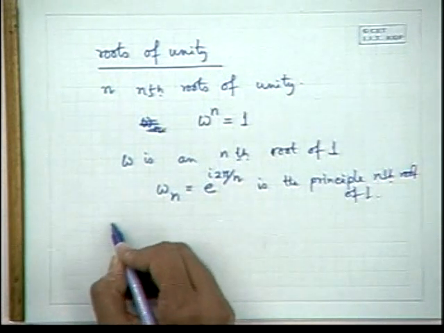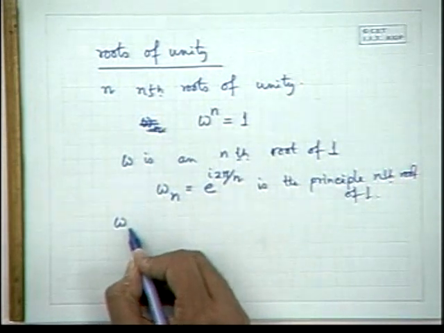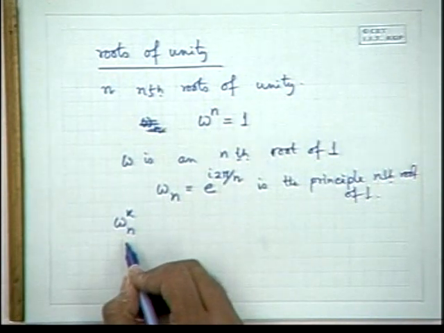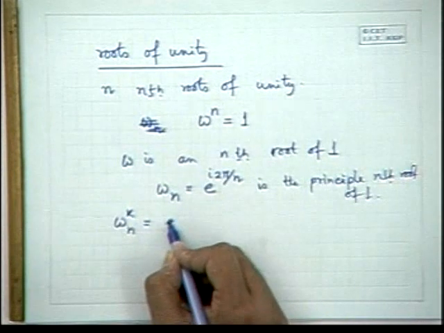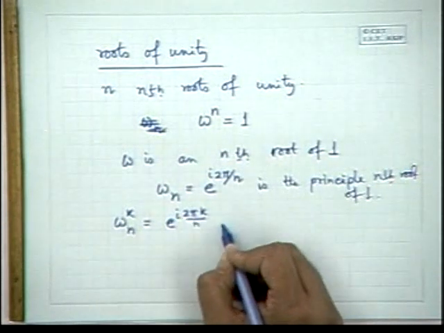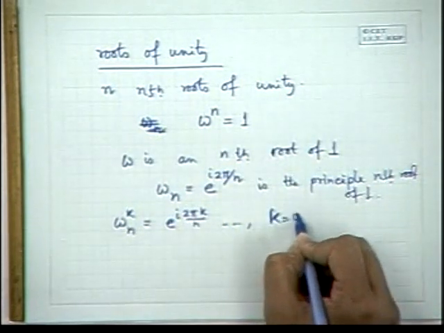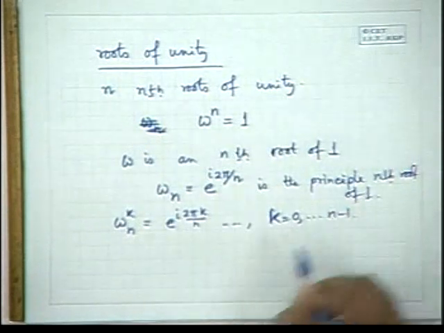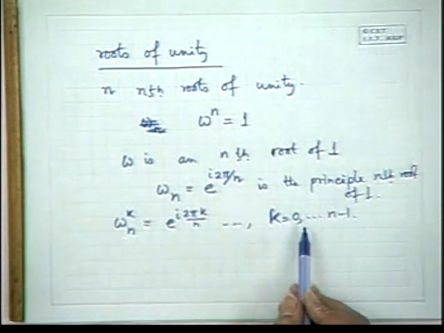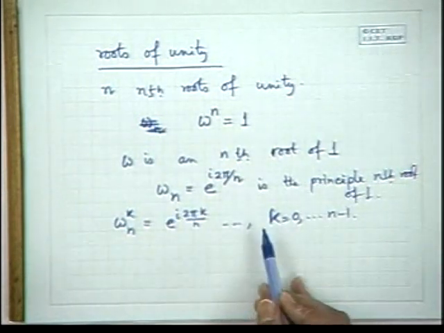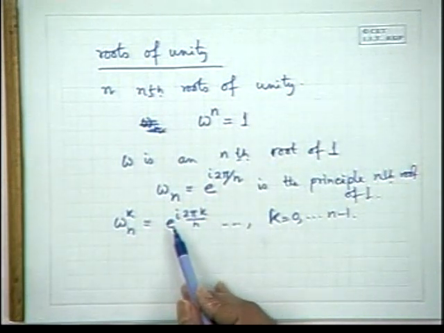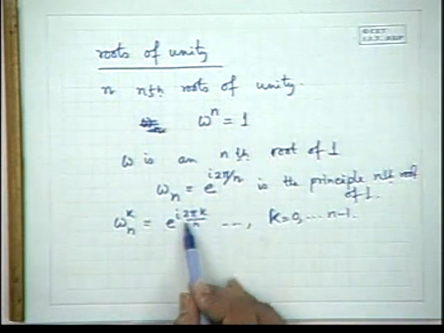Now what are the other roots? I am denoting it like this, Wn, there will be a k here. This is nothing but e to the power i 2 pi k over n, where k is going from 0 to n minus 1. This is just the algebra of complex numbers, just by definition. When k is equal to 0, this will give you 1. 1 is a root of 1. Then the next one, when k is equal to 1, that is the principal root.